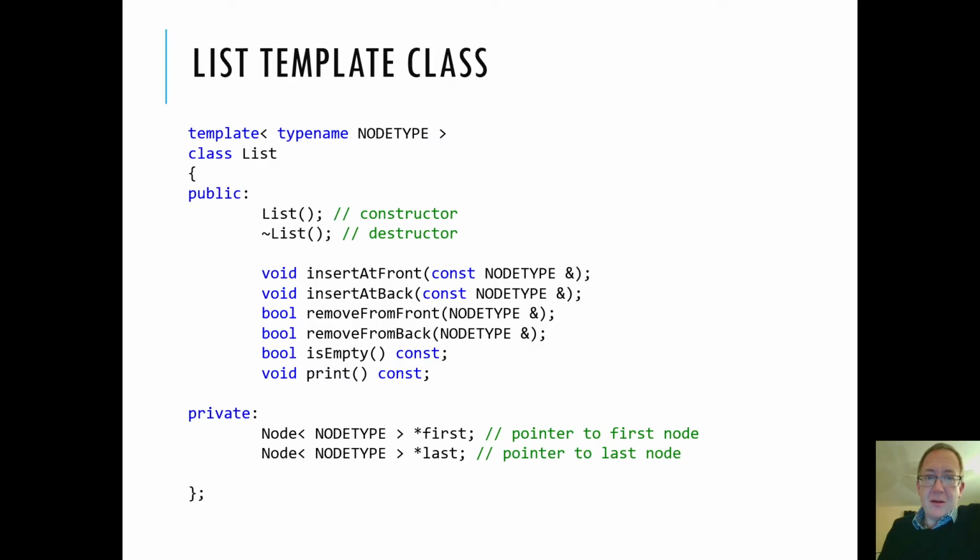So here would be my node type again, another version of it. I have a constructor, a destructor. This is my list class, by the way. This is just another version of it. And again, it takes in a type, node type.